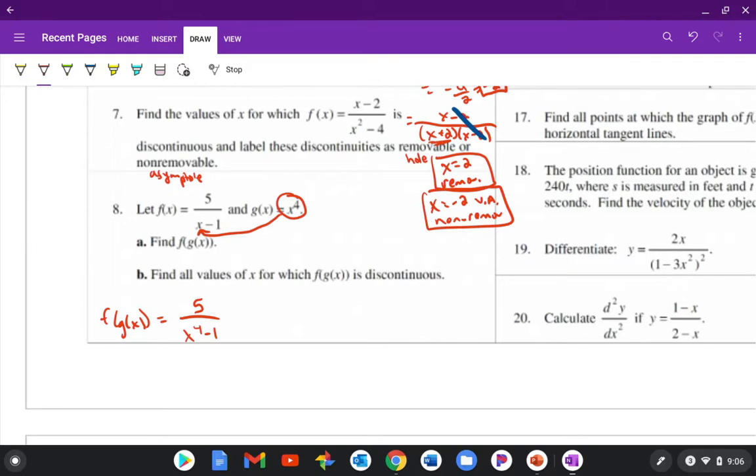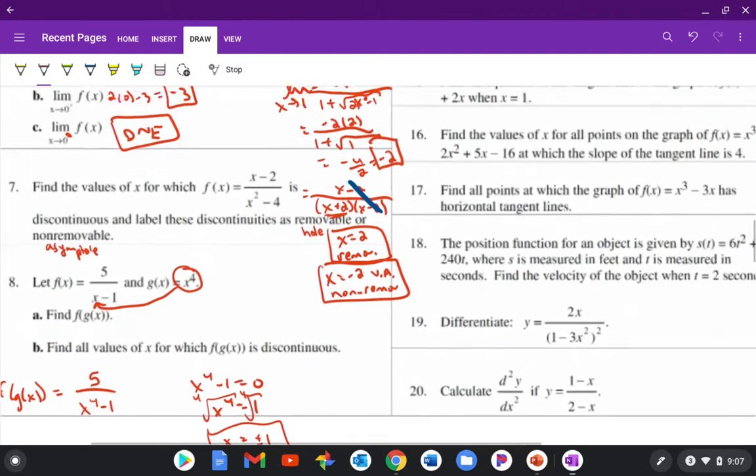We're then supposed to figure out all the values that make this discontinuous. The discontinuity is going to be the zeros of the denominator. So x to the 4th minus 1 equals 0, x to the 4th equals 1. Take the 4th root of both sides. Just remember when you do this, if it's an even root, you're going to have the plus and the minus root. So it is plus and minus 1. We don't have to label them as removable or non-removable, but these would actually both be non-removable because they don't cancel. So there's your two answers.